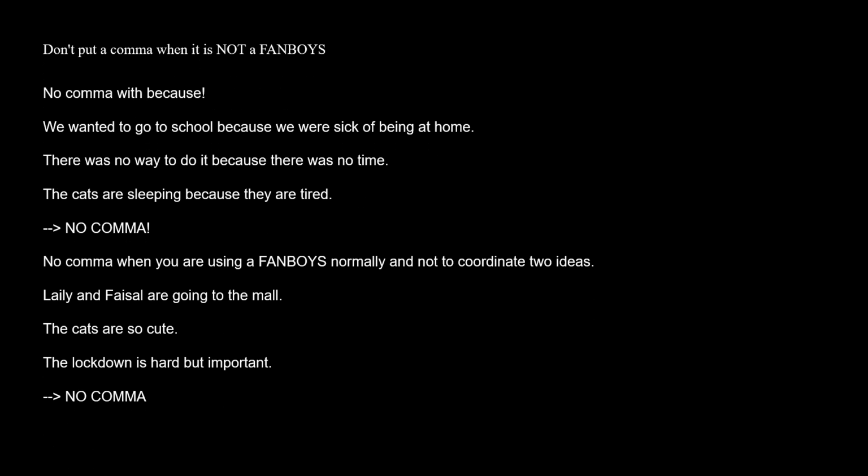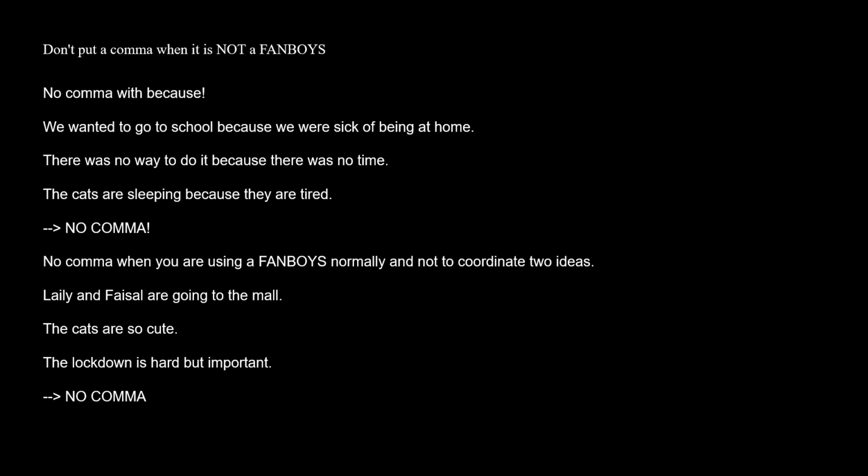What do I mean by that? Well, first of all, no comma with "because." "Because" is not a FANBOY, right? So when you have the word "because," it should not have a comma in front of it, before it, anywhere around it, right? So three examples here. We wanted to go to school because we were sick of being at home. No comma. There was no way to do it because there was no time. No comma. The cats are sleeping because they are tired. No comma. So if you're putting commas near "because," you shouldn't be.